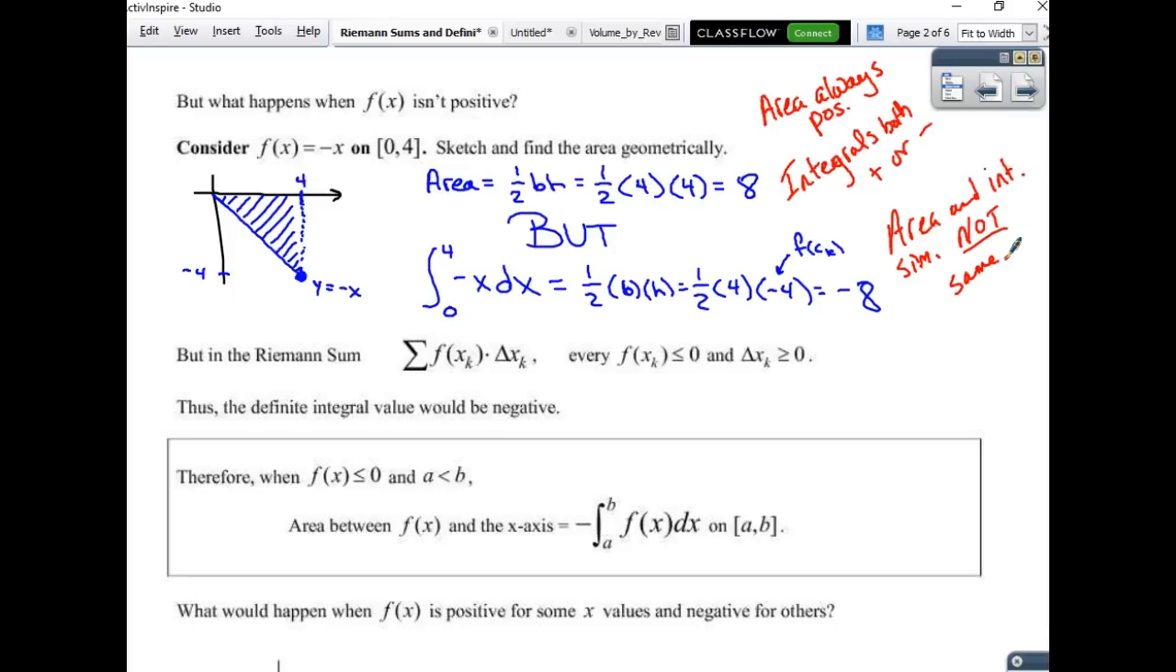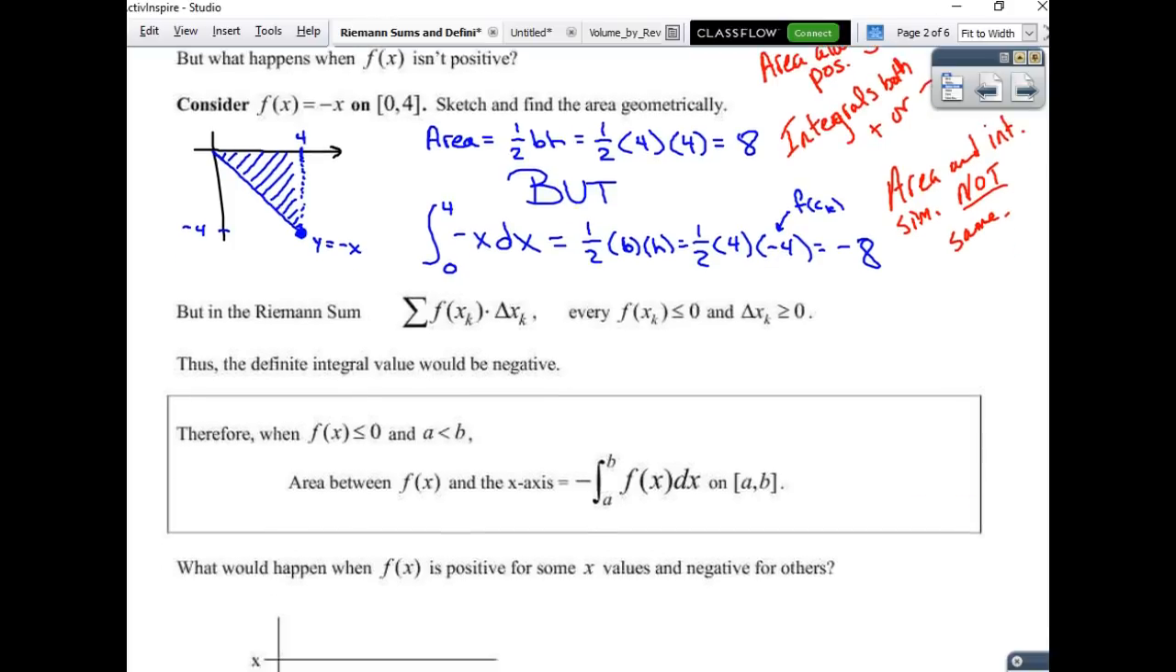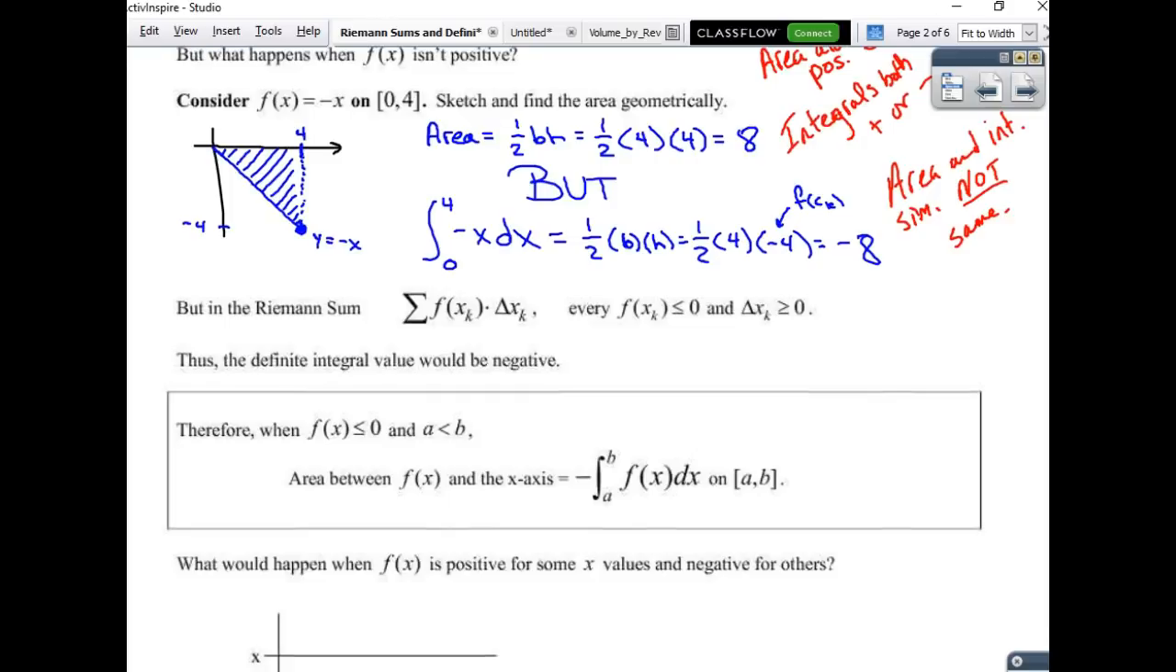If I say the area of a triangle, 1/2 base times height, if I say the integral and it looks like a triangle, we still do the 1/2 base times height, but the integral can go into that negative. So that's this part down here, and that's going to be a really important differentiation.